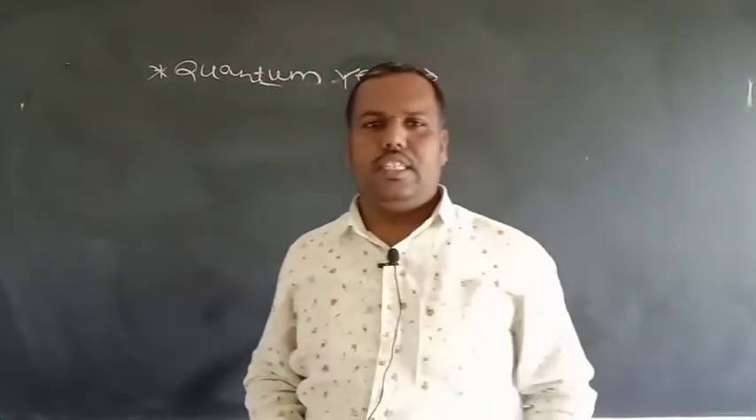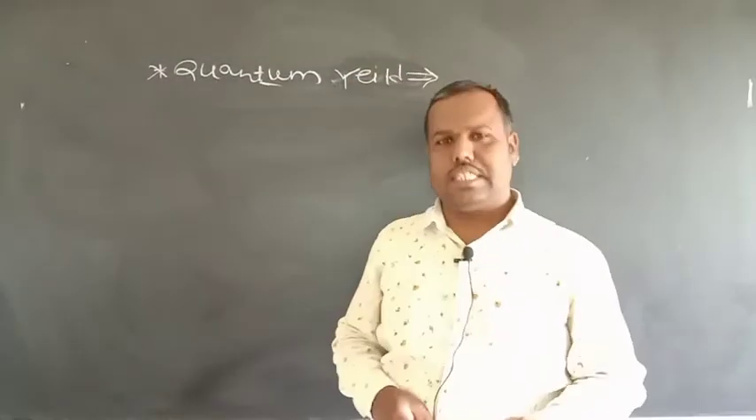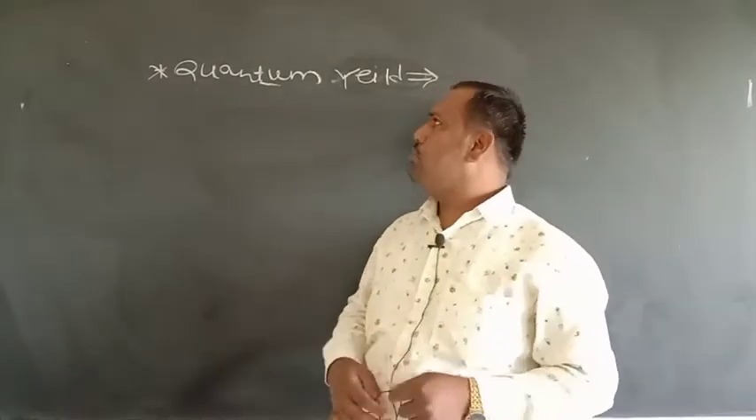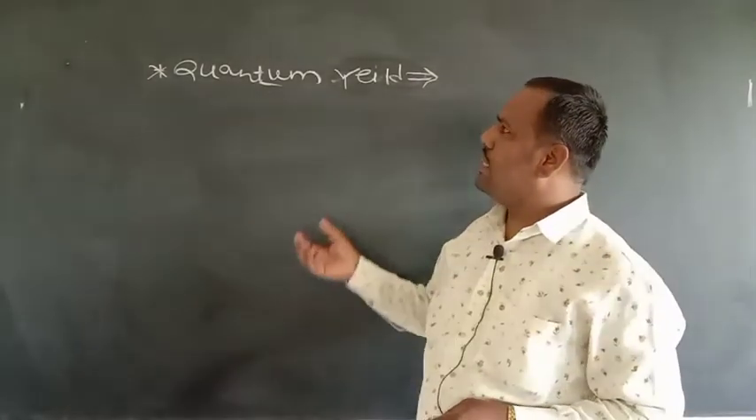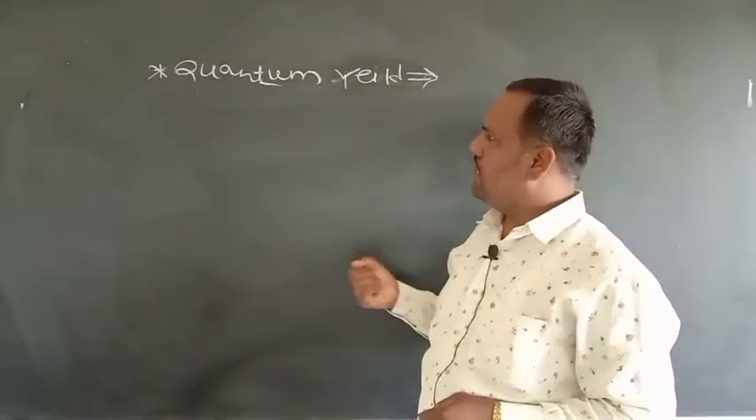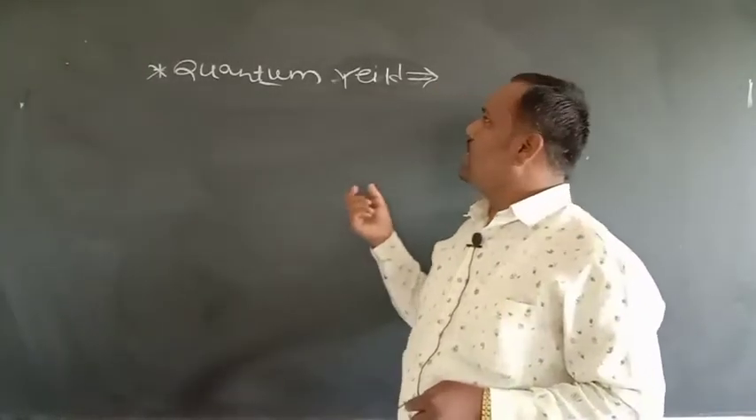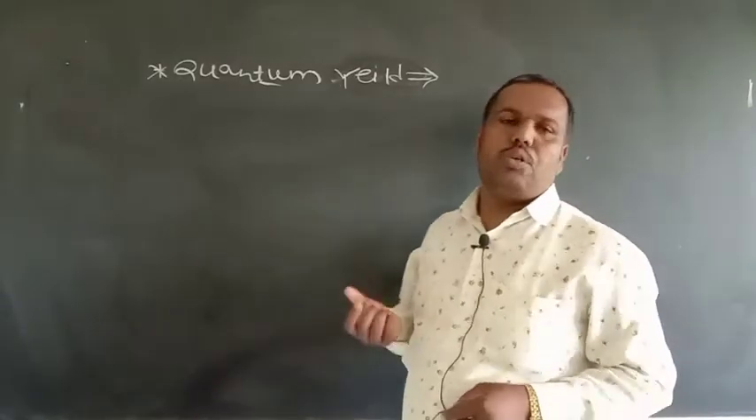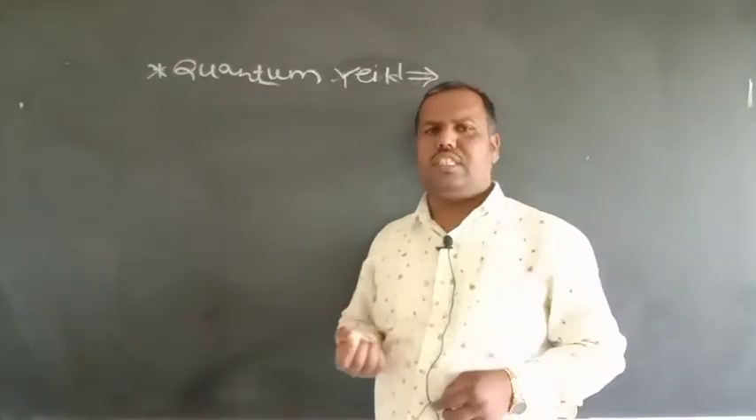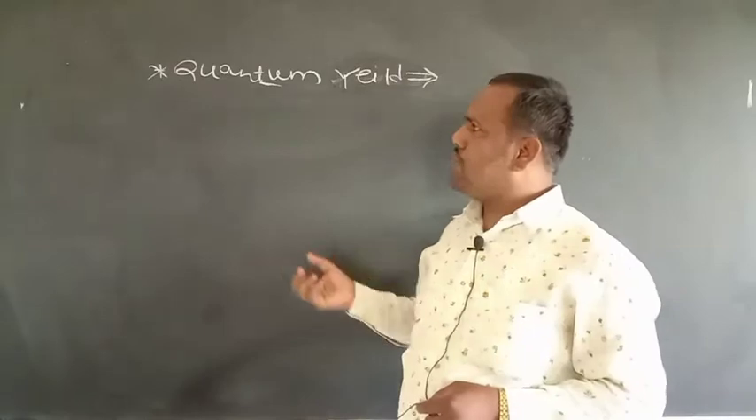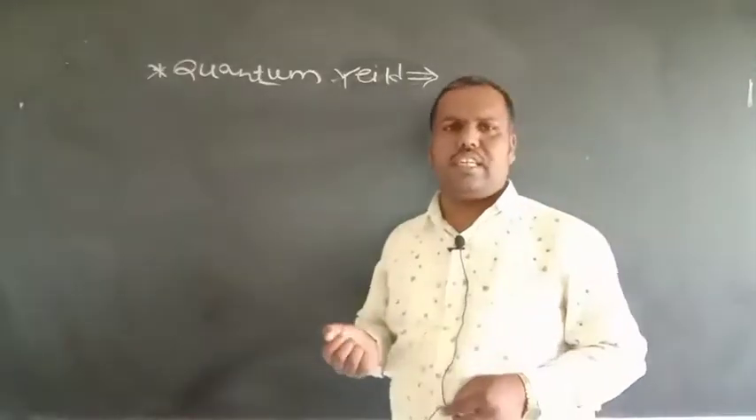Good morning, dear student. Today we discussed the next important point of photochemical reaction, that is quantum yield. This quantum yield is also known as quantum efficiency. The photochemical reaction is of two types: one is primary process and another is secondary process.